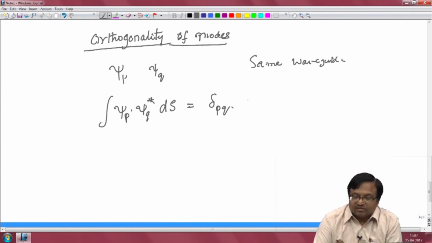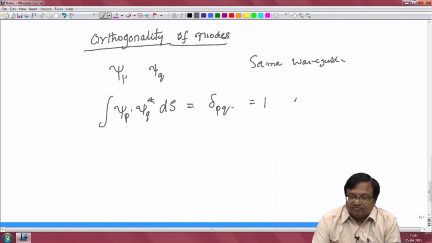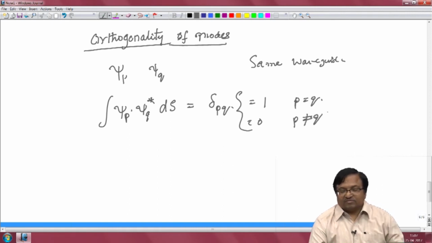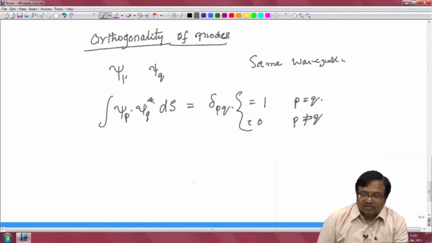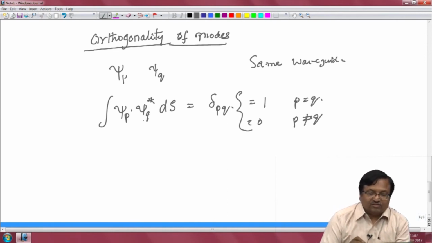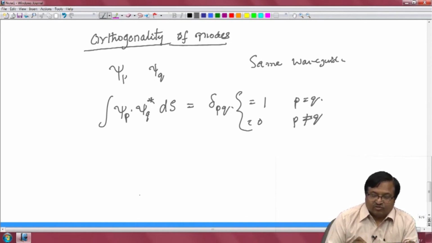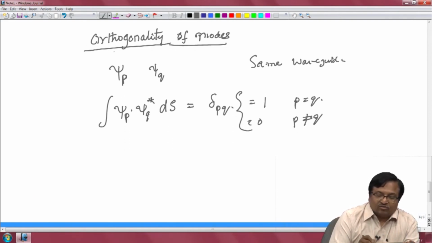For example, delta pq is equal to 1 if p equals q, and is equal to 0 if p is not equal to q, which means if the modes are different then their overlap factor is 0. This is called the orthogonality principle. And of course, most of the time the fields are normalized so that their overlap factor is 1. Then they are called orthonormal.